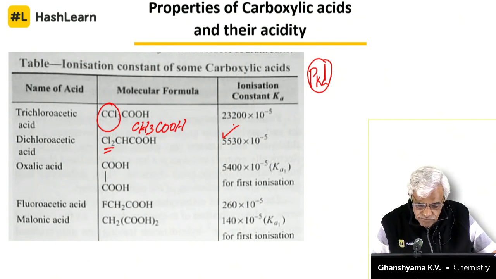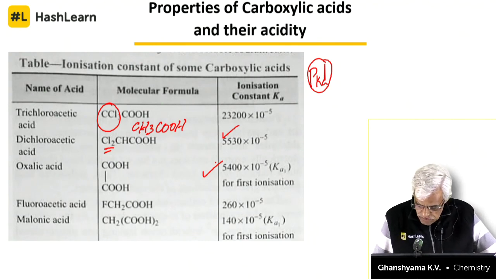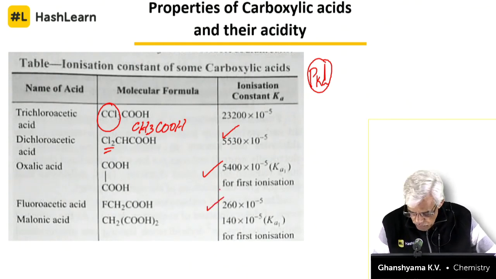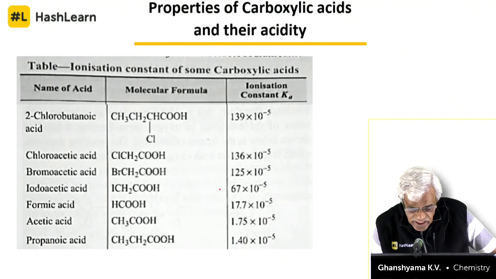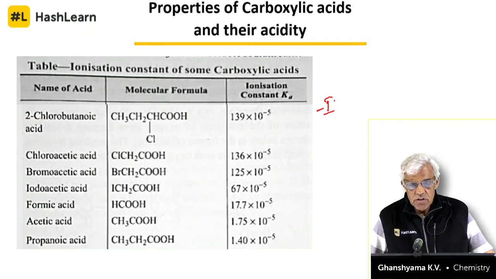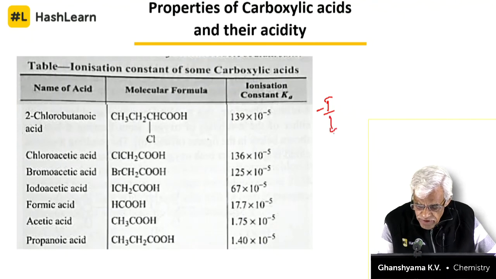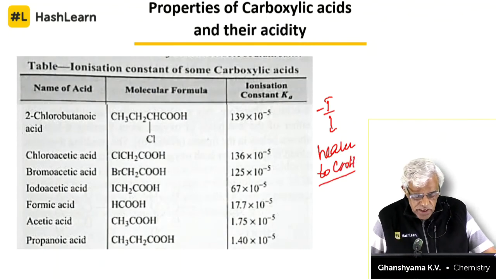Oxalic acid has a first ionization constant of 5400 into 10 to the power of minus 5. 2-fluoroethanoic acid is 260 into 10 to the power of minus 5, etc. Thus, minus I effect groups increase the acid strength. If the minus I effect group is nearer to the carboxylic acid group, its strength will be greater.